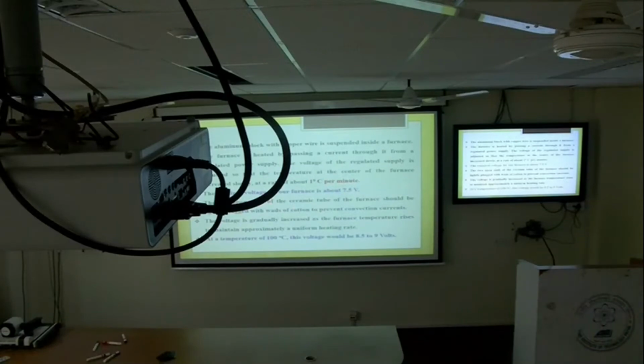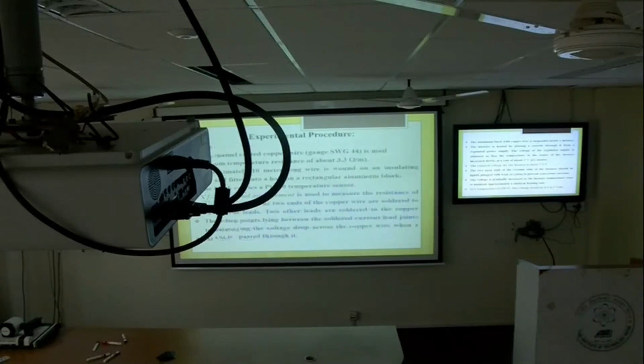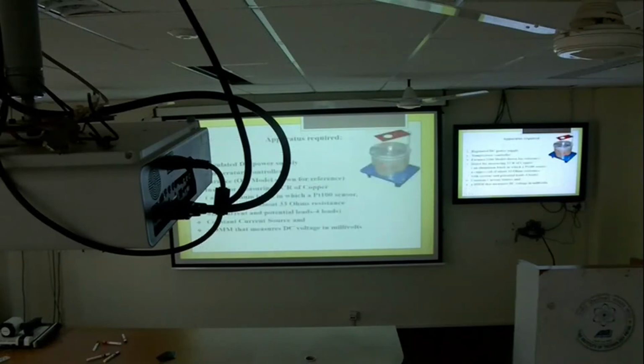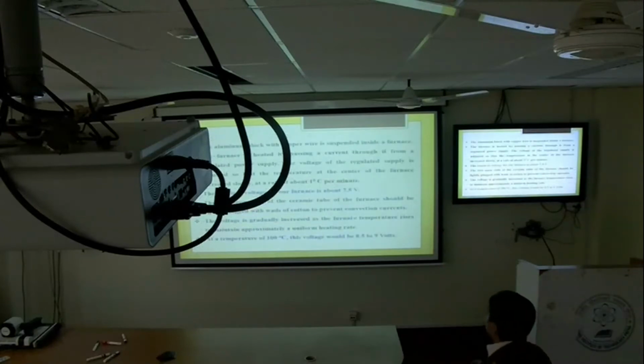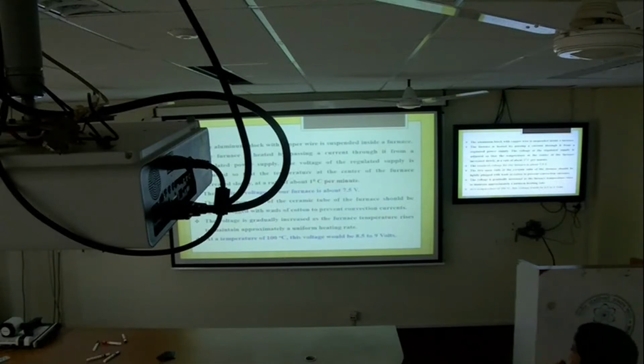So the two open ends of this ceramic tube, I have shown here, are there to make cooling more effective. To reduce convection losses, just plug them with wool or cotton. The voltage is gradually increased as the temperature rises so that there is a uniform heating rate. When the temperature is 100 degrees C, the voltage must be in between 8.5 to 9 volts.